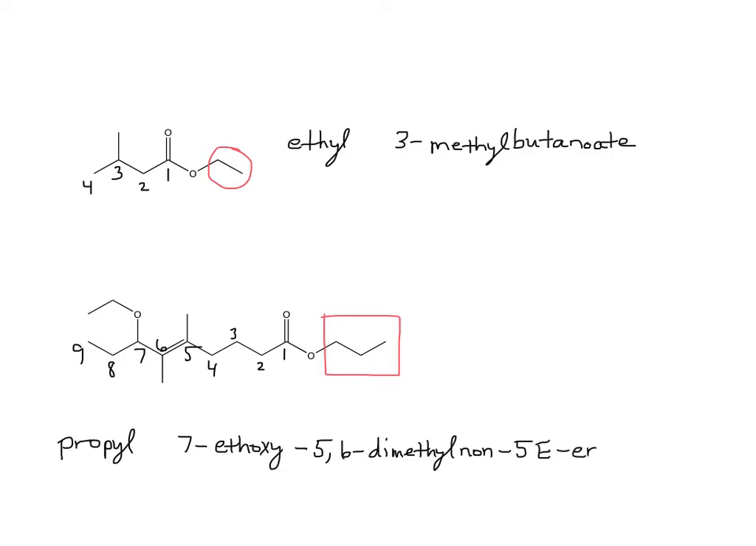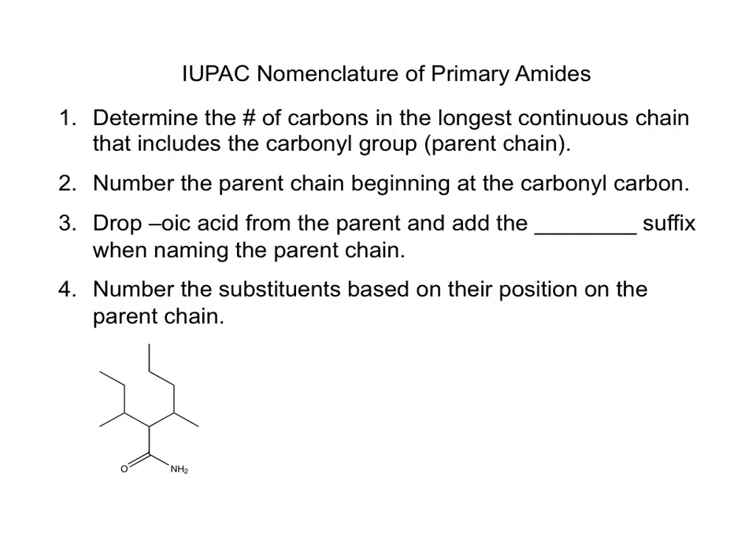The ending would be oic acid at this point, but we're going to drop the ic acid, so we will put as the ending O, and then, since it's an ester, we replace ic acid with ate. So it's propyl 7-ethoxy-5,6-dimethyl non-5-enoate.